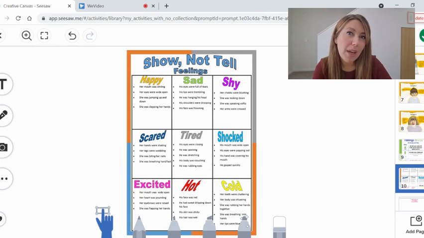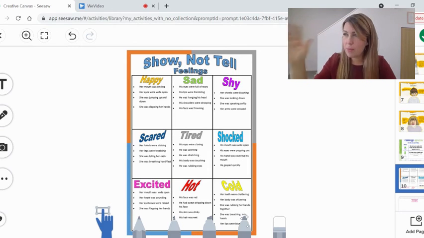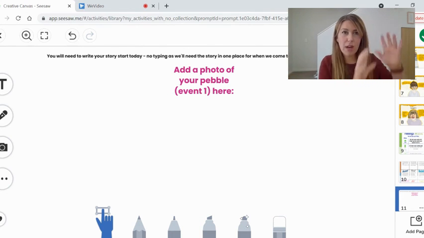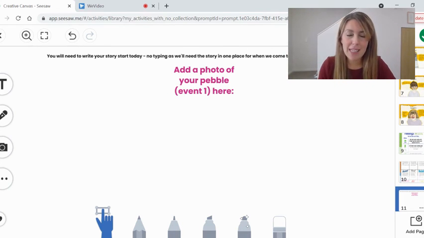You can also show and not tell with the setting. So lots of adjectives, lots of description of what can be seen helps the audience to paint that picture in their mind as they're reading. You will put a picture of your first event, your pebble, here. Remember, it needs to be on paper because when it comes to typing up later in the term, it's going to be way too hard if you have your story across different Seesaw activities. So under your sizzling start and backfill, leave a line. This is a new paragraph. It's event number 1. You're going to write it out today.